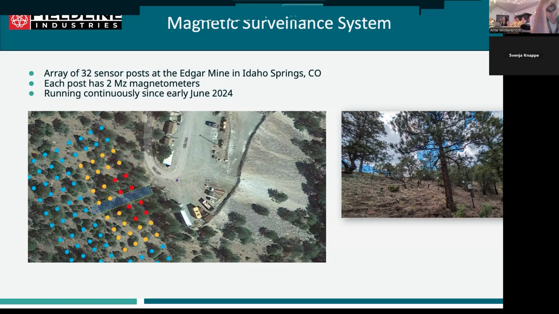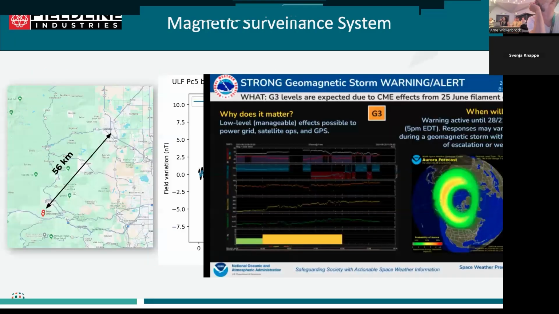We have just monitored the magnetic field and looked for different activity. We call this a surveillance system because we can see people that drive by and use the facilities there. One thing we've been using it for is to measure geomagnetic activity, kind of as a magnetic observatory. And this is in Colorado where the mine is.